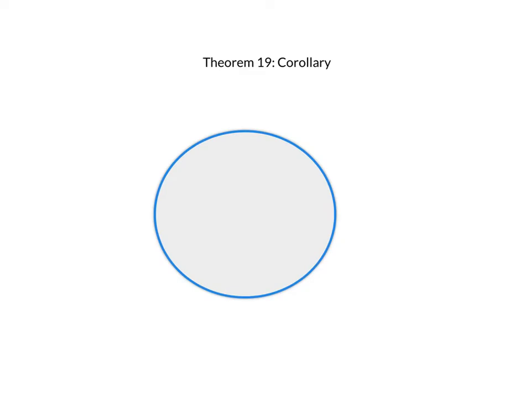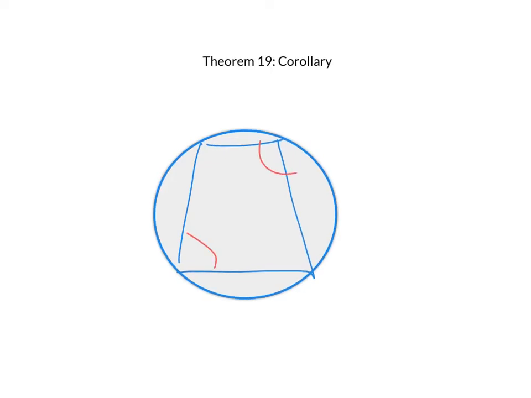then our chord AB must be a diameter, which in this case it does look like. Now we're on to our final corollary to Theorem 19, which says that if we have a cyclic quadrilateral, which is a 4-sided shape that's drawn inside a circle, and it can look like anything, it doesn't have to be a square, then opposite angles must add to 180. So this angle plus this angle, let's call them A and B.